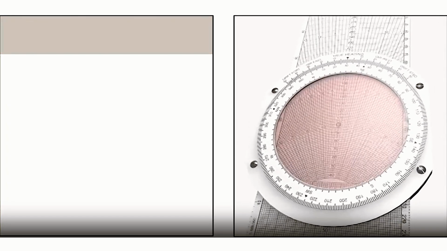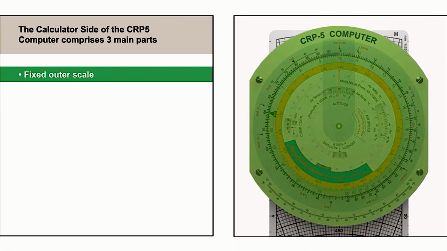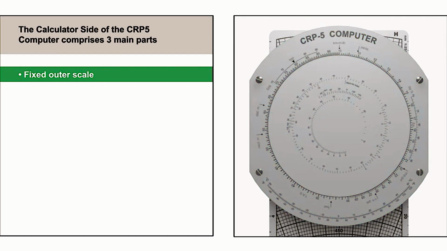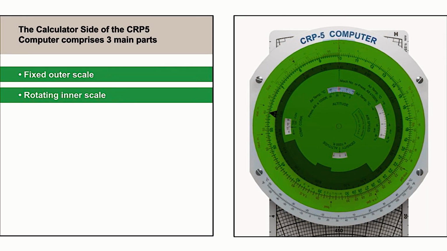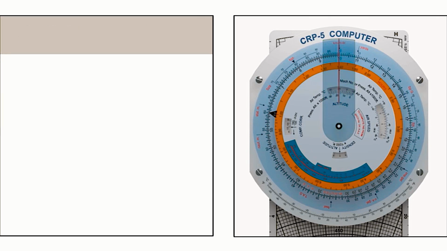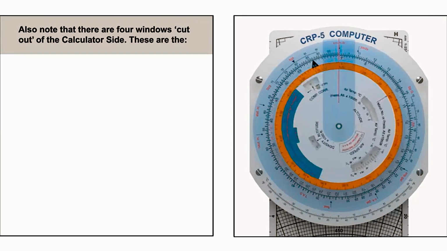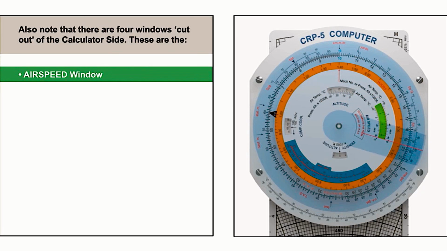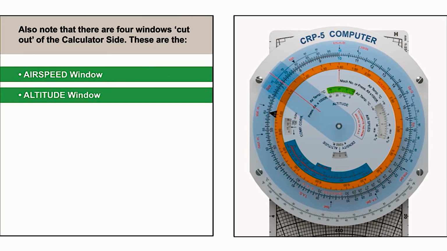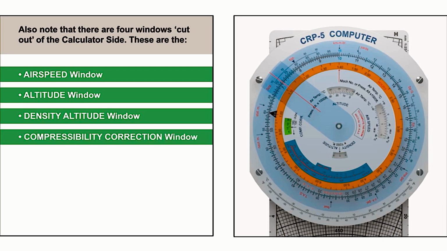We will start with a look at the parts of the CRP-5. On the calculator side, there is a fixed outer scale, a rotating inner scale, and a rotating cursor. You will also notice that there are 4 windows cut out of the inner rotating disc. These are the airspeed window, the altitude window, the density altitude window, and the compressibility correction window. We'll look at the function of each of these windows later in the tutorial.